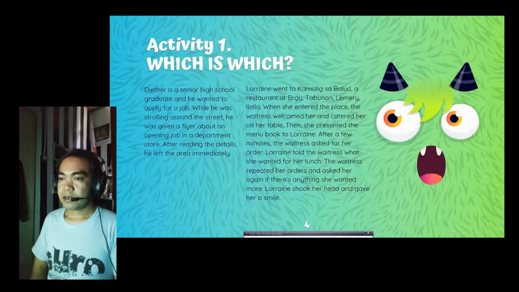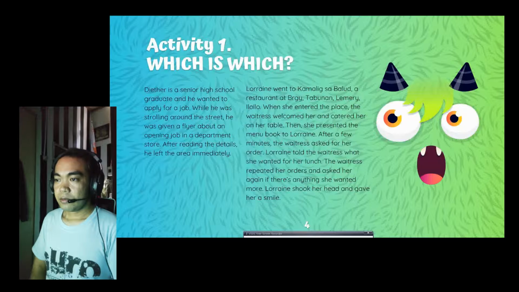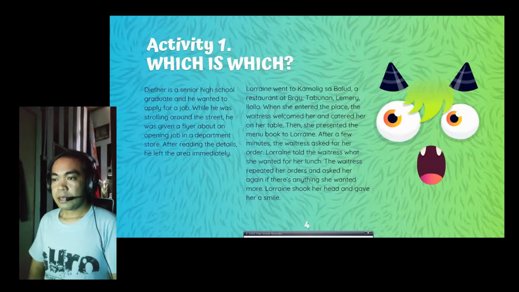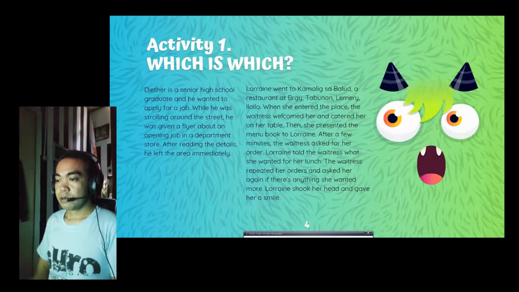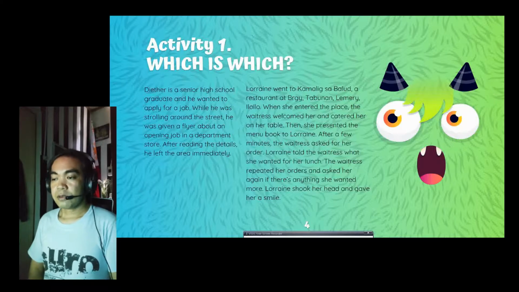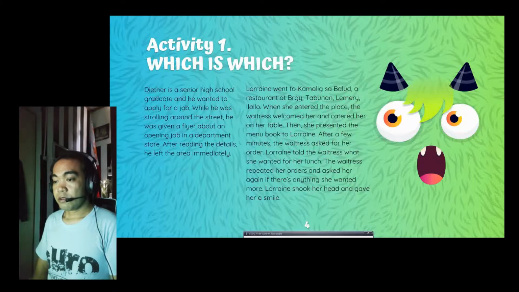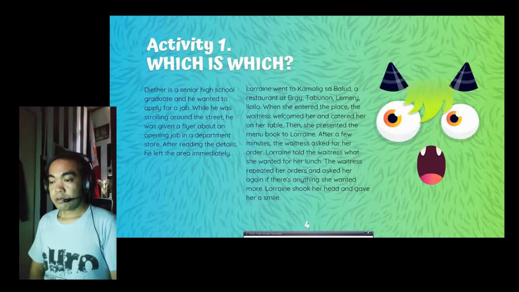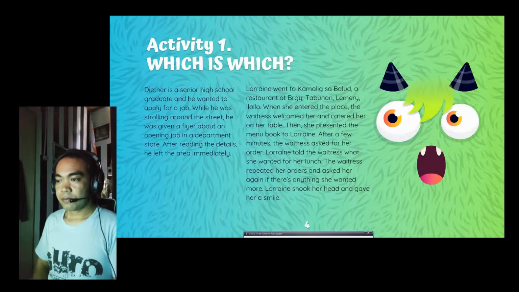On the second article, we have Lorraine went to Kamalig sa Balud, a restaurant at Barangay Tabunan, Lemery, Iloilo. When she entered the place, the waitress welcomed her and catered her on her table. Then she presented the menu book to Lorraine. After a few minutes, the waitress asked for her order. Lorraine told the waitress what she wanted for her lunch. The waitress repeated her orders and asked her again if there's anything she wanted more. Lorraine shook her head and gave her a smile.